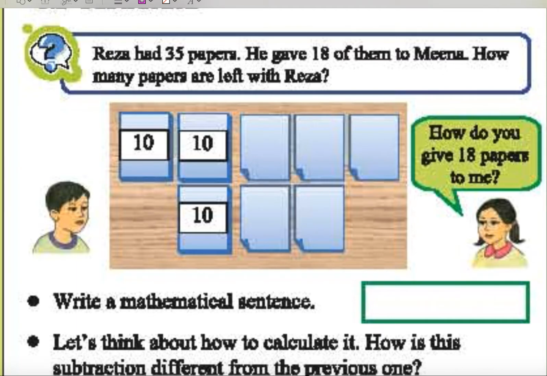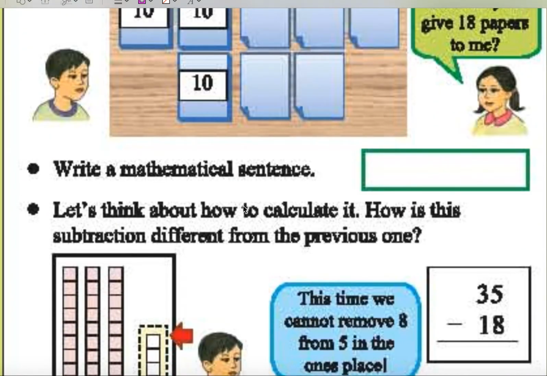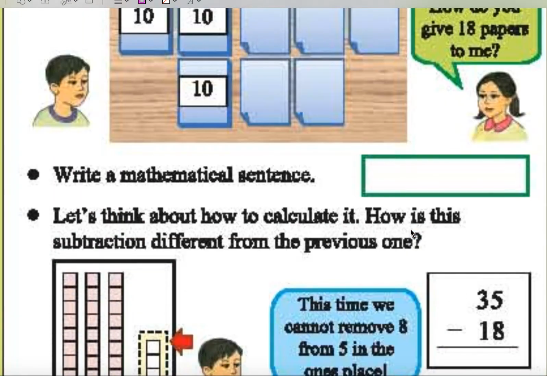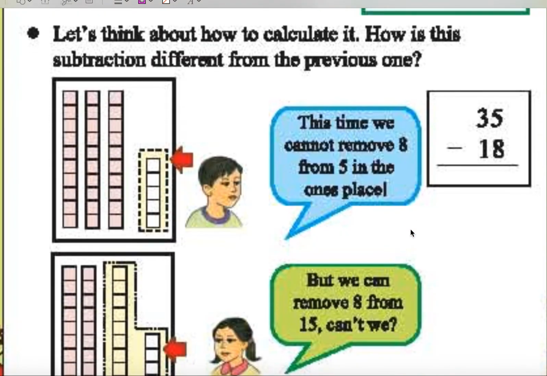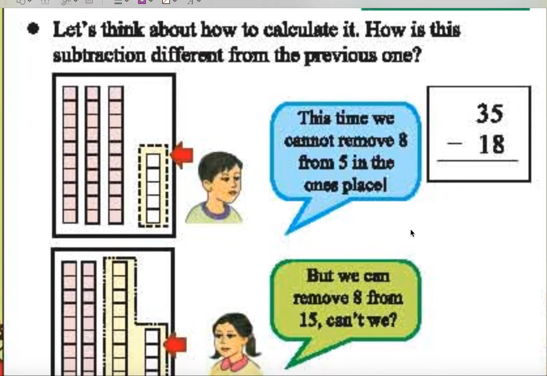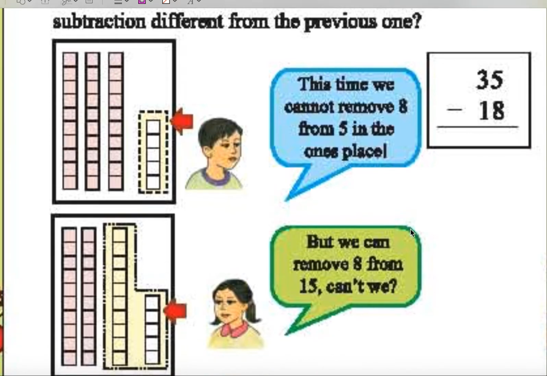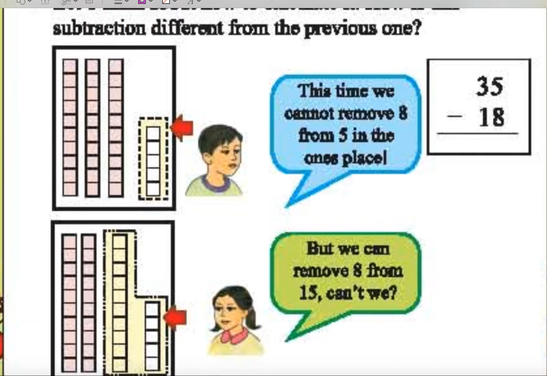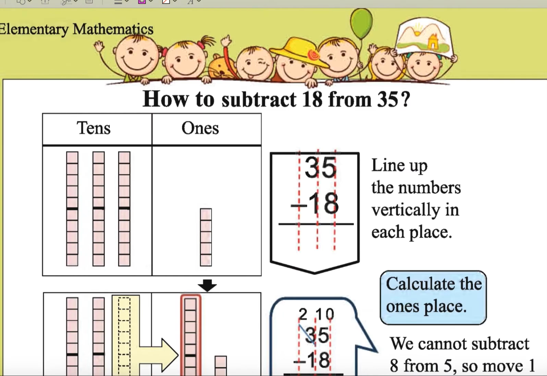How do you give 18 papers to me? 35 minus 18 is the mathematical way of writing it. Let's think about how to calculate it. How is this subtraction different from the previous one? This time we cannot remove 8 from 5 in the ones place. But we can remove 8 from 15, can't we? Yes, we can remove 8 from 15. That we can do. Okay.